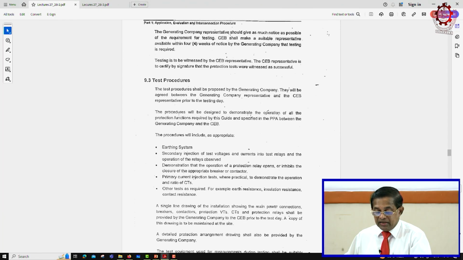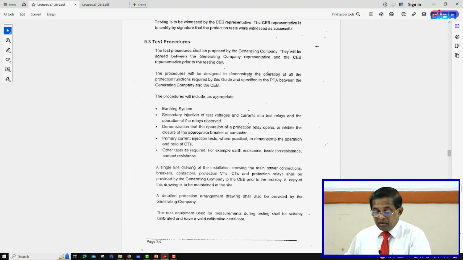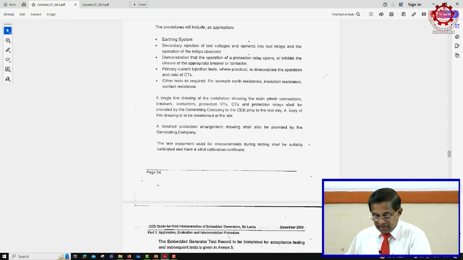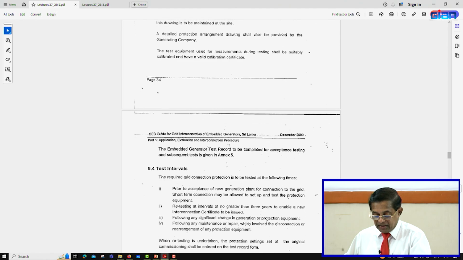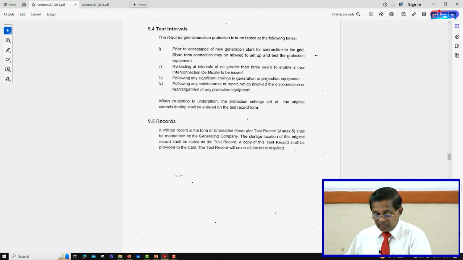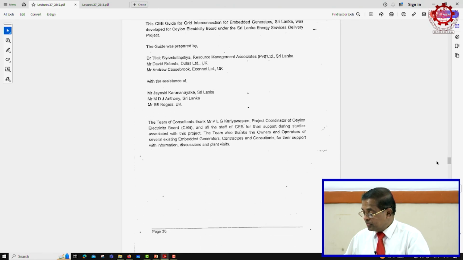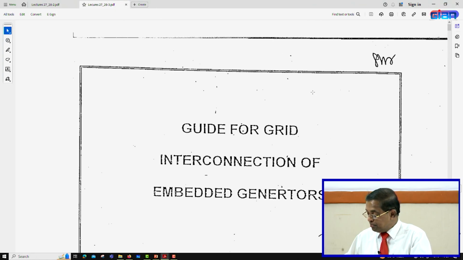Then the testing procedure: they will test various technical parameters and indicate if there are any discrepancies. Otherwise, they will issue a test certificate saying it complies with the requirements. Other things are the various forms, etc., and then there is part 2 of the guideline. This is part 2 of the guideline. This is more technical.